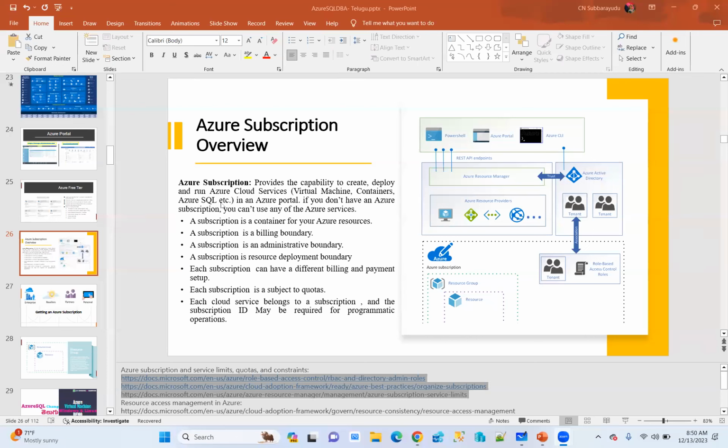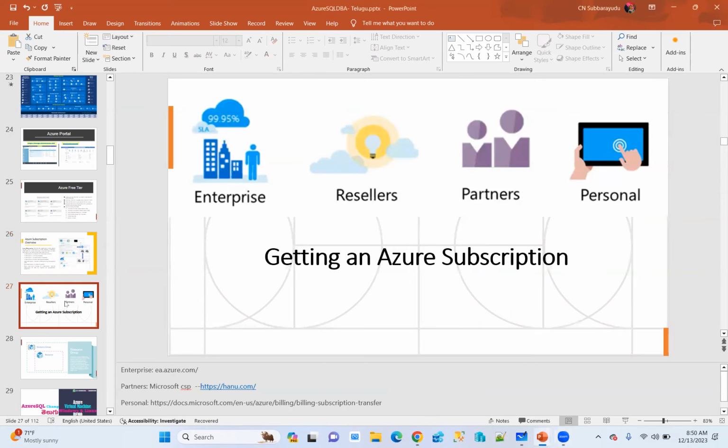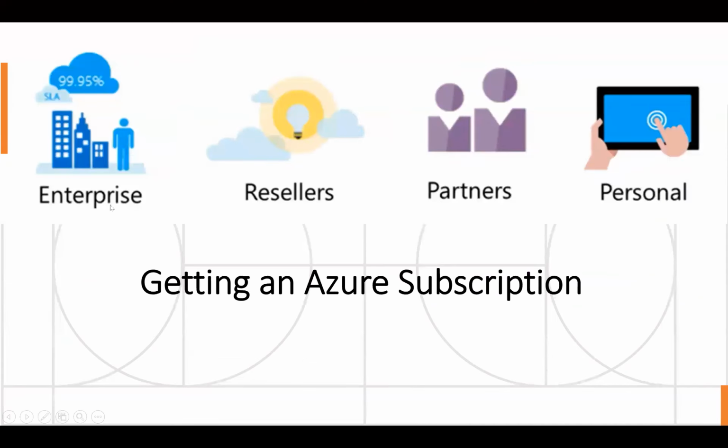Okay. So once you create the subscription, we have different types of subscriptions. Enterprise subscriptions: in the real world, most will purchase enterprise subscriptions. Reseller subscriptions, partner subscriptions, and personal ones like the free trial account we are using, plus Visual Studio subscriptions and Office 365 subscriptions. You will see these different types especially when you go to the real world.